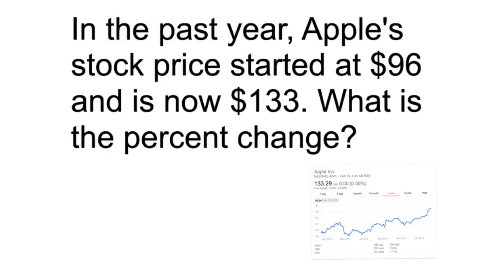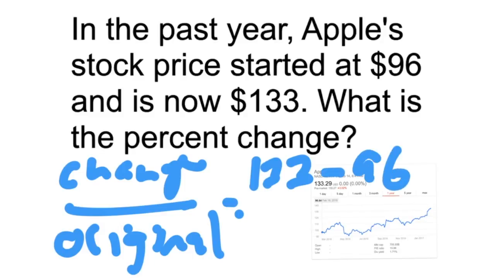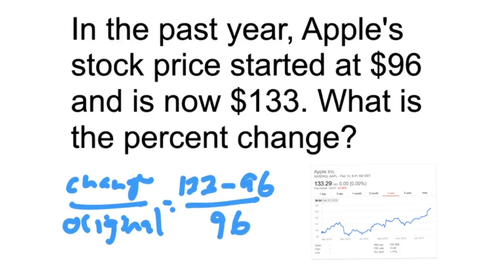So we need to make a fraction of the change over the original amount. The amount it changed is $133 minus $96. And we put that over a denominator of $96. That's what it started out as. Now all we need to do is clean up that fraction and convert it into a percent. So 133 minus 96 is $37 out of $96.